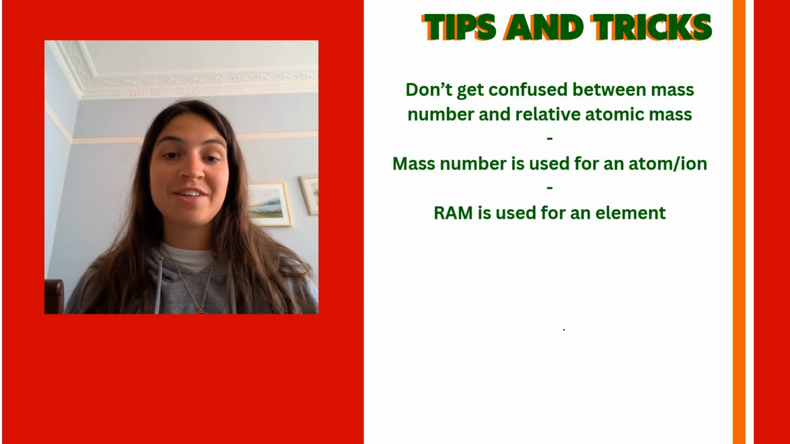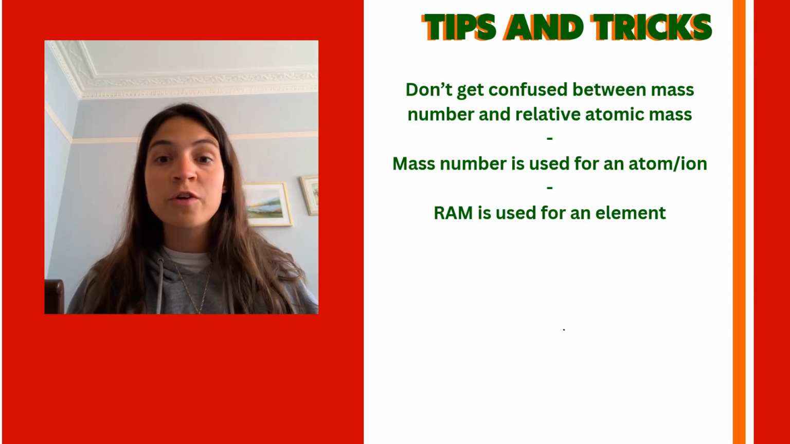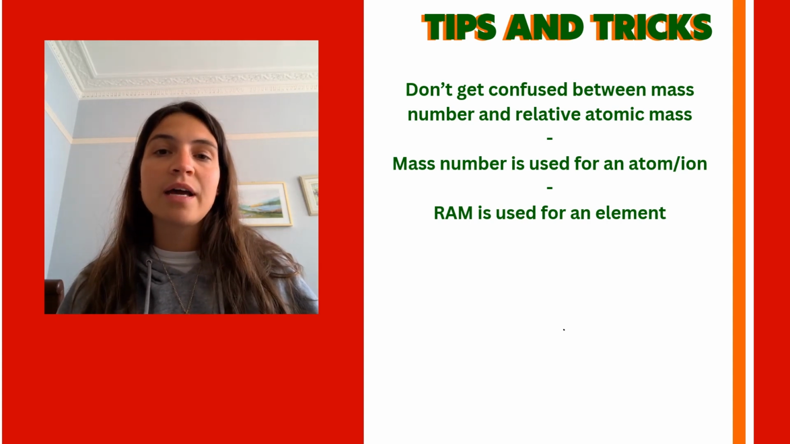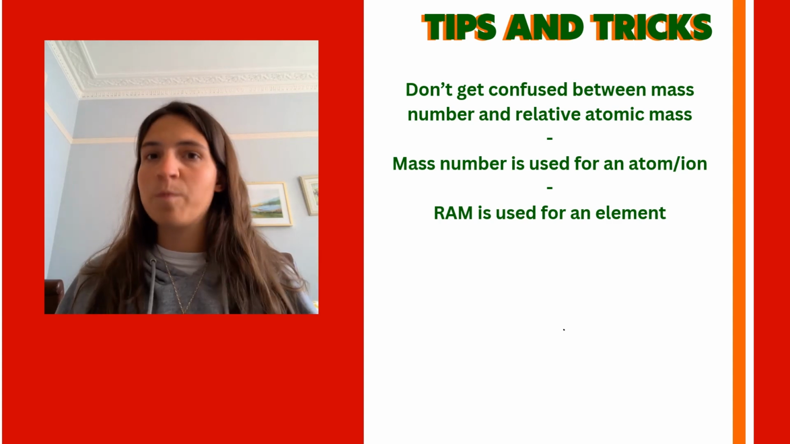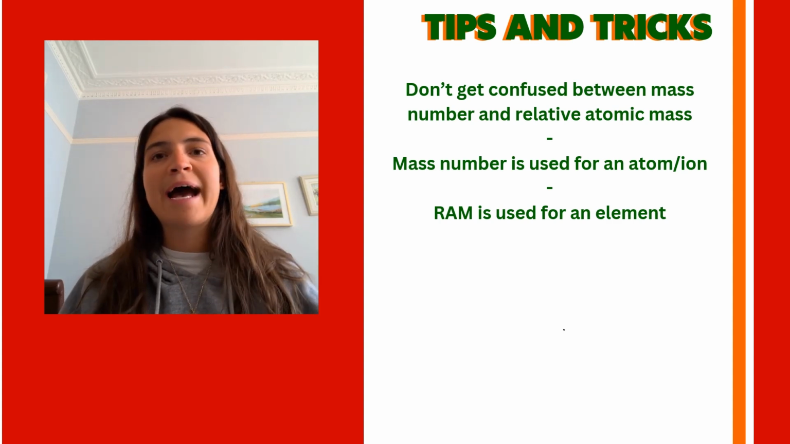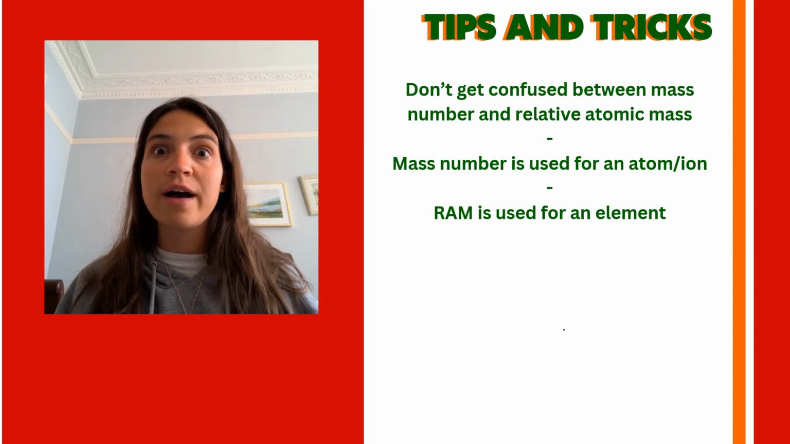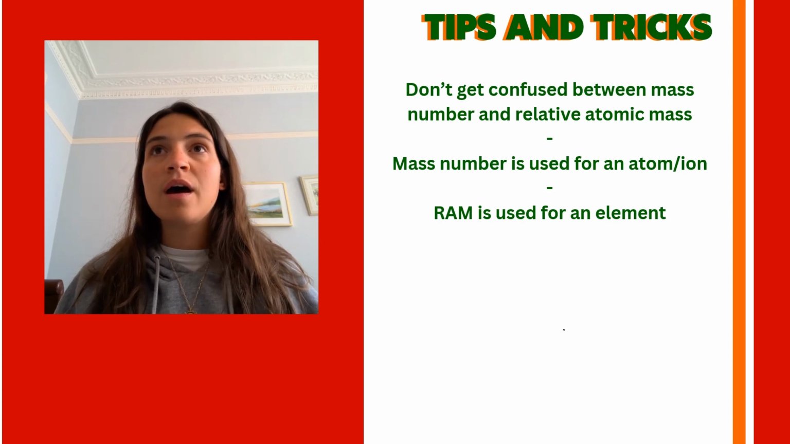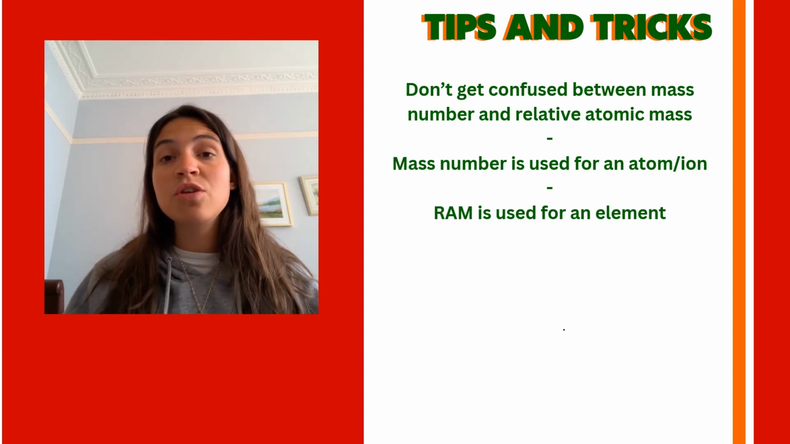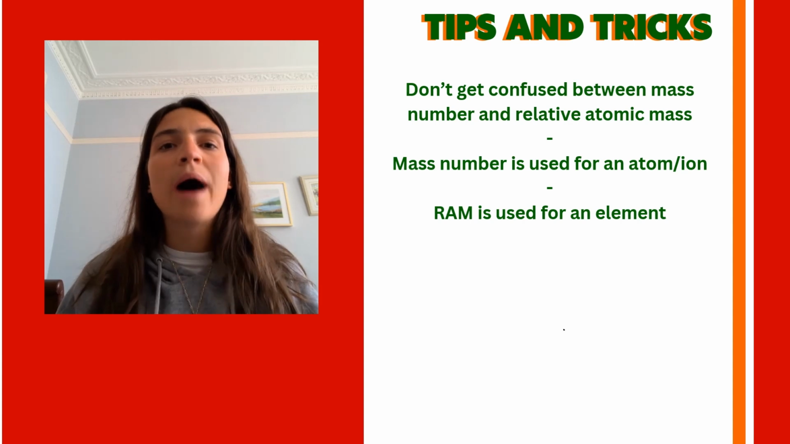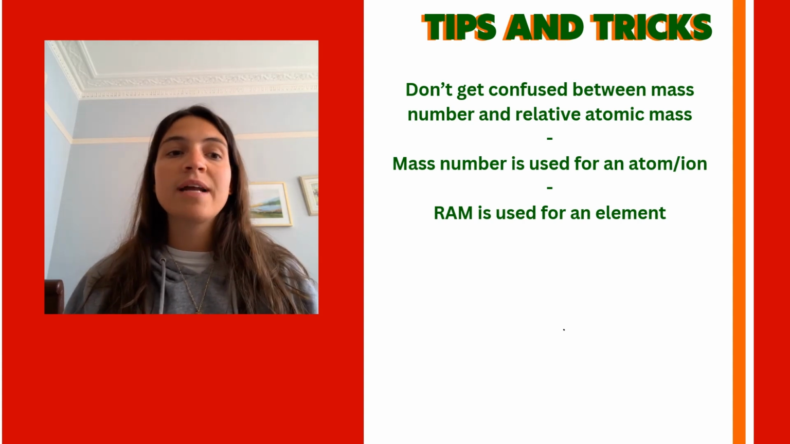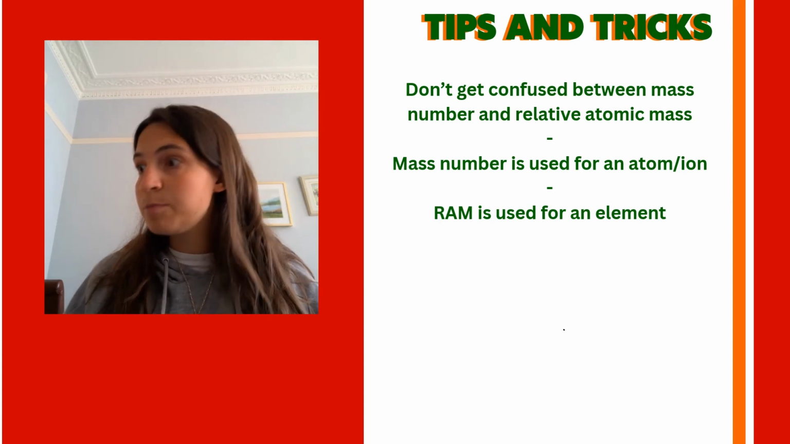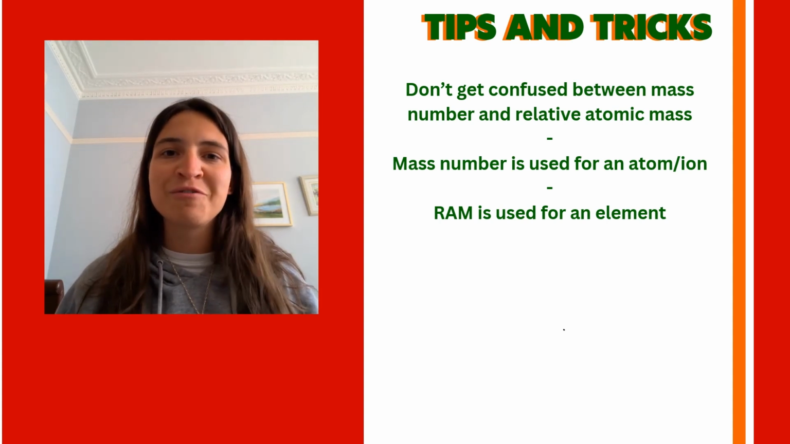Okay, tips and tricks for this section. Firstly, don't get confused between mass number and relative atomic mass. Mass number is used for a particular atom or a particular ion, and it tells me how many protons and neutrons there are in that particular atom or ion. But remember, in a particular element, you can have atoms that will have different masses. That is because you can have isotopes of a particular element which all have the same number of protons but different numbers of neutrons.